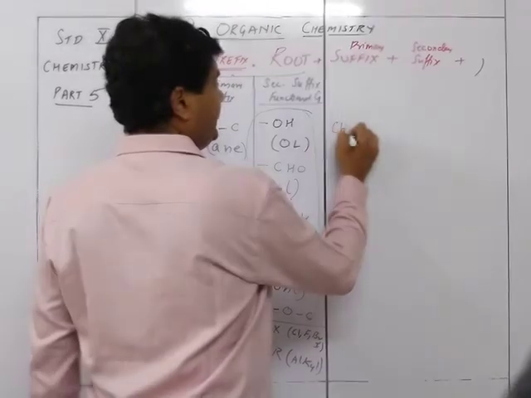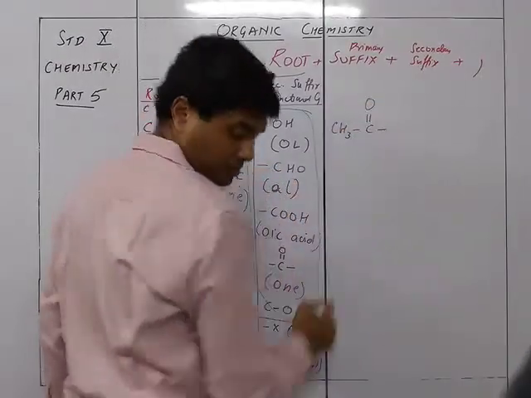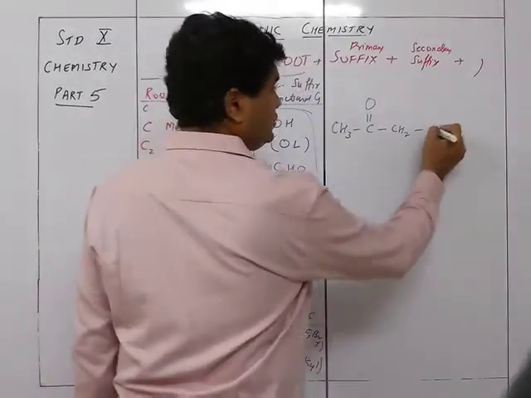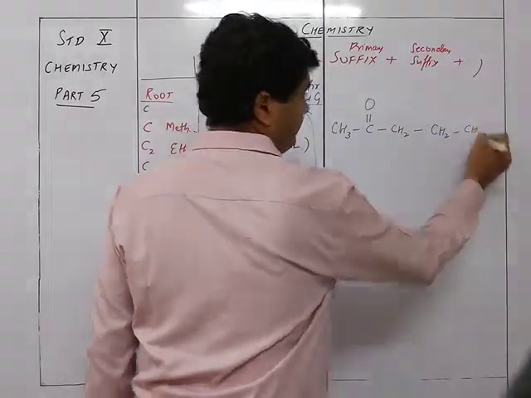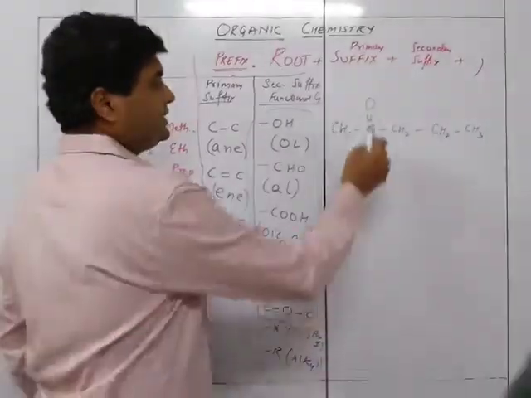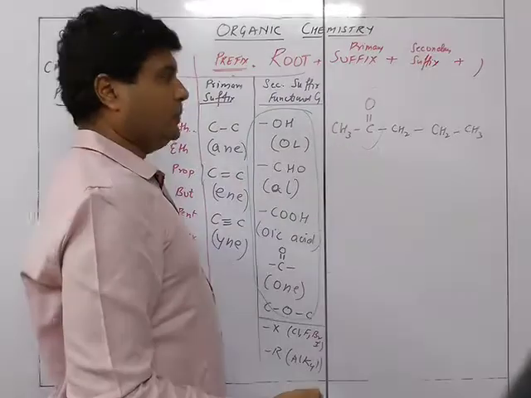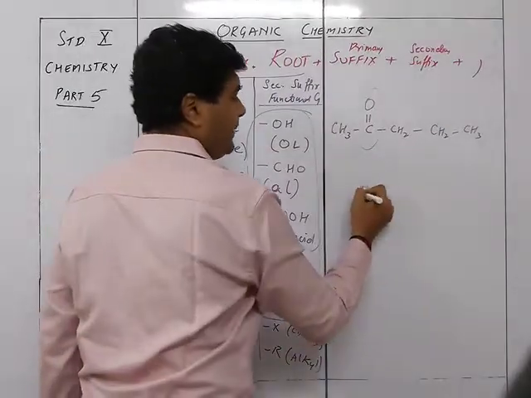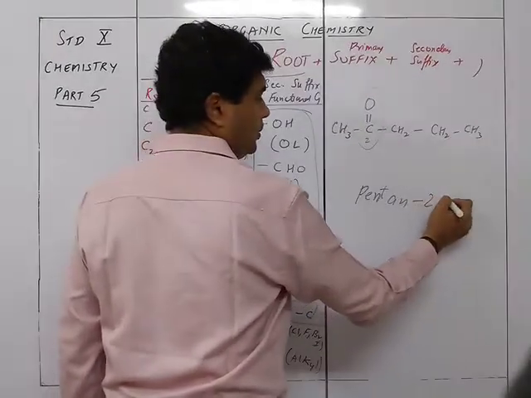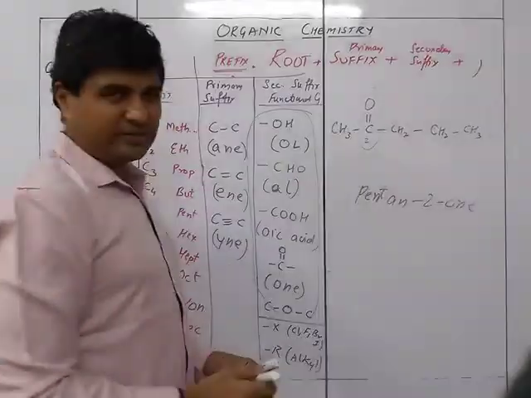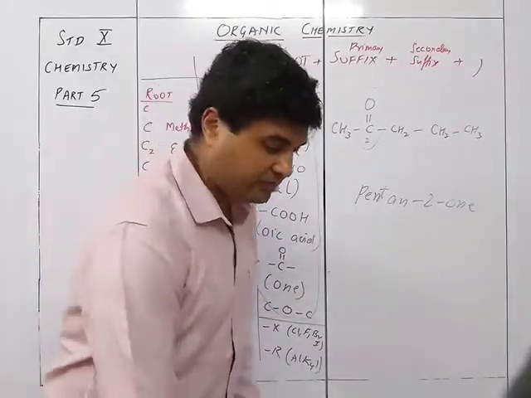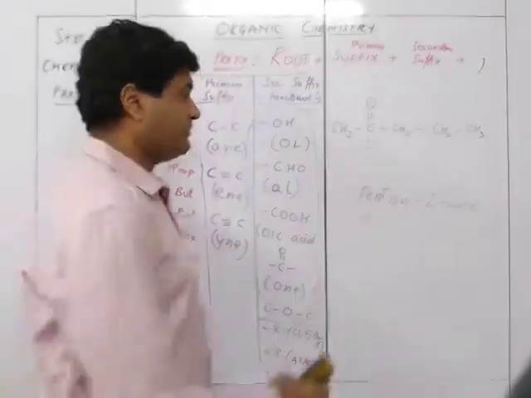So CH3, CO, CH2, CH2, CH3. So in this case, what we see is this is the functional group, which is a ketone group. So yeah, it's a simple one. Pent is already there, an is there, this is at 2, so 2 and then 1. Very simple. So it was a simple one. Very simple one. Let's see the next one. That is the last one from this book, and then we can again come to Viraptala.